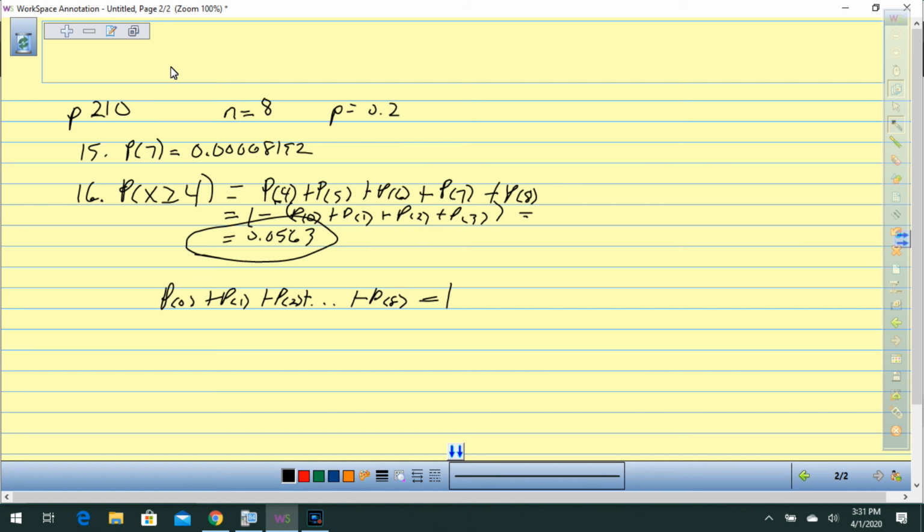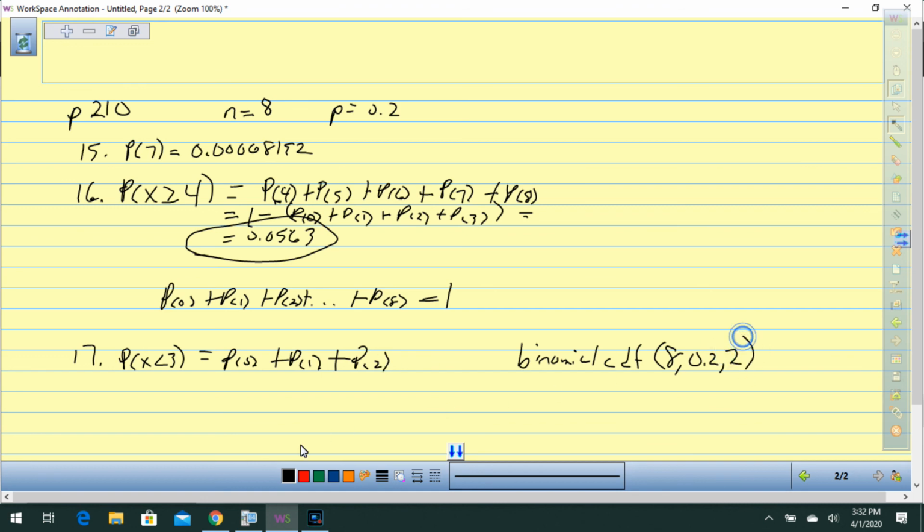Number 17. Find the probability that the number X of correct answers is fewer than 3. So the probability that X is less than 3 would be the probability of 0 plus the probability of 1 plus the probability of 2, which we're going to do using binomial CDF, and that's going to be 8, 0.2, and since our largest one is 2, we'll use 2.